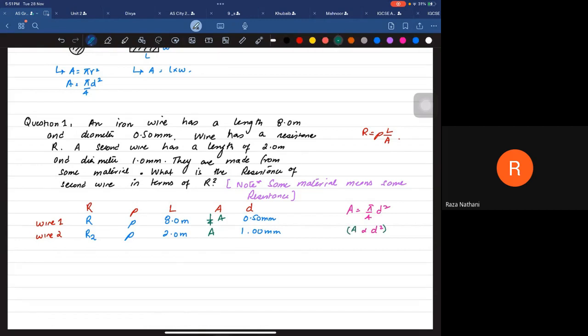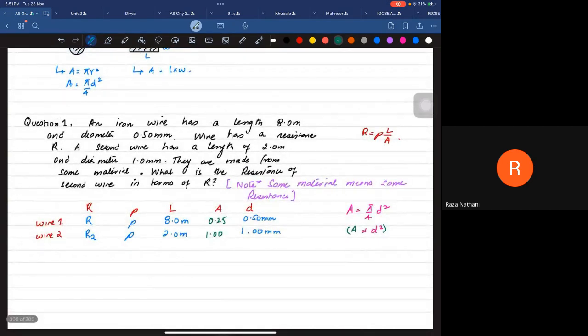All right, so you can remember that, or if you want, you can also find it out. Because area is proportional to d square, you can say, okay, if I square 1, it will still be 1. If I square 0.5, it will be 0.25. So it's up to you, it doesn't matter. And pi by 4 is irrelevant because it will cancel out in a ratio anyway.